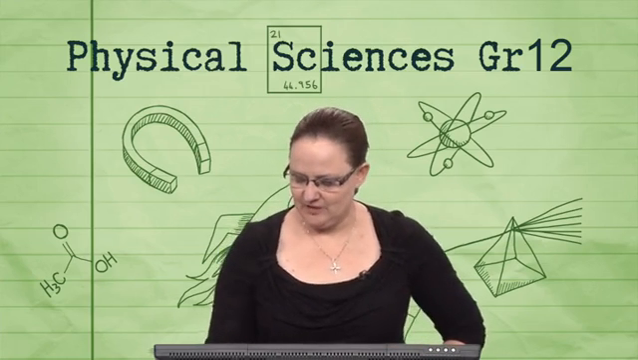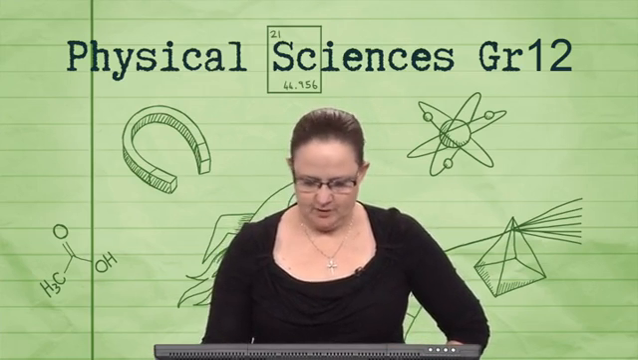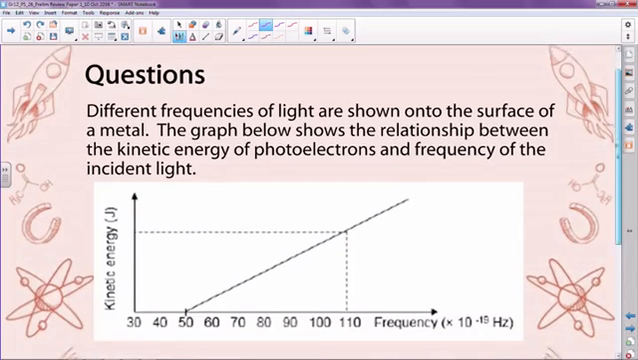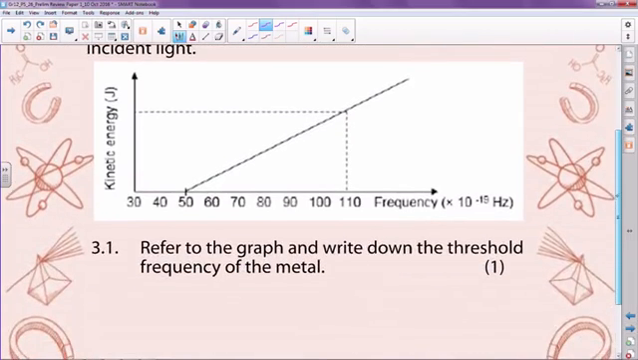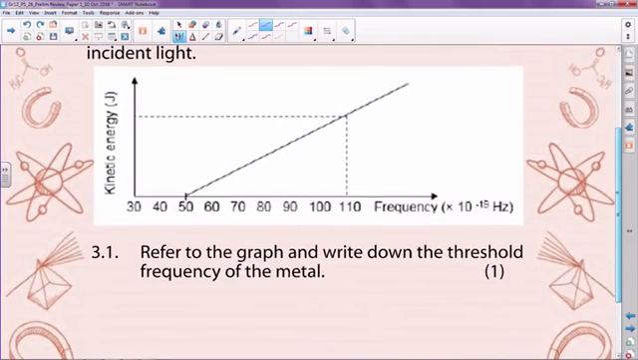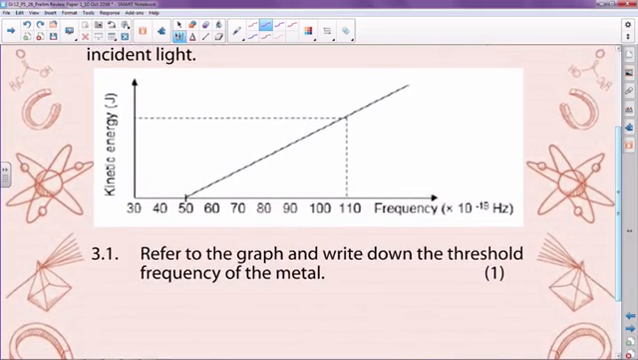Okay, time's up, grade 12. So let's see how you did. So, first part of the question. What they're wanting you to see is what's important about the information given to you on the graph. Okay, so this is in times 10 to the minus 19 hertz. It makes it easier for us. It says refer to the graph, write down the threshold frequency.